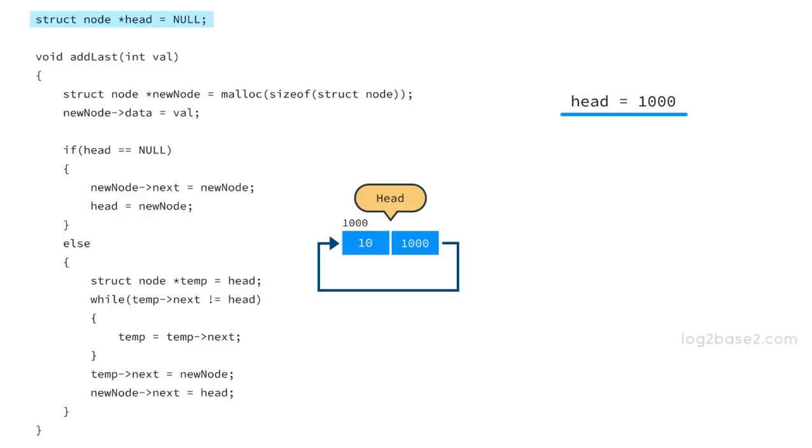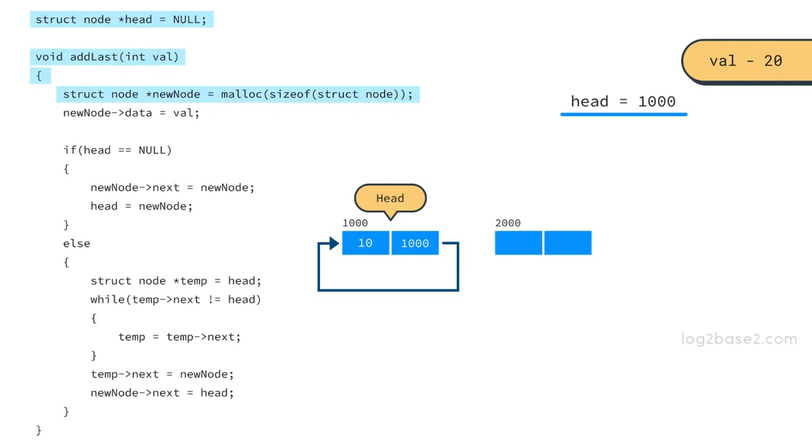Now let us insert another node with value 20. So first create the node using malloc function. So node is created at address 2000 like this. Now add the value 20 at the data part. So write new node data equal to val. So 20 is added in the data part. Now check if the circular linked list is empty. And if it is empty, head will be equal to null.